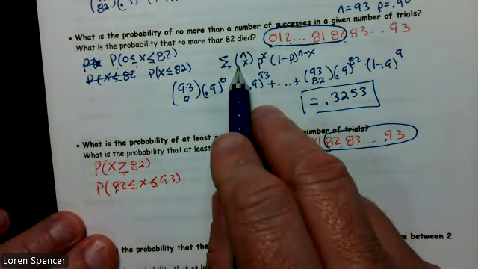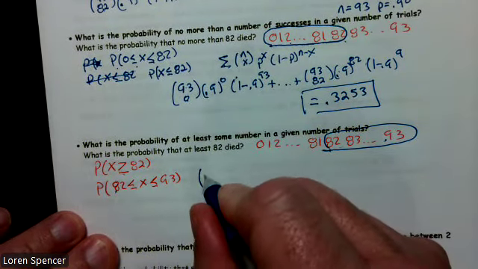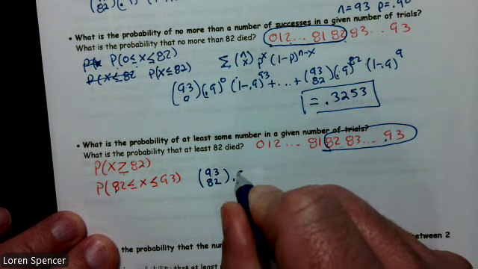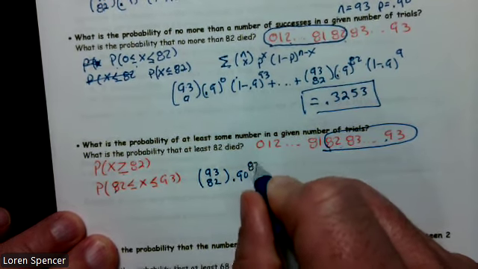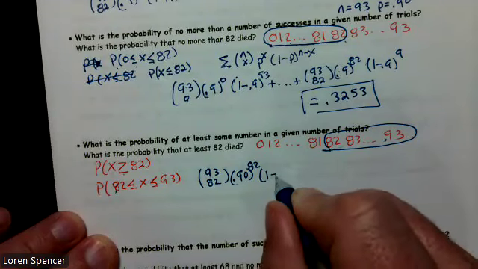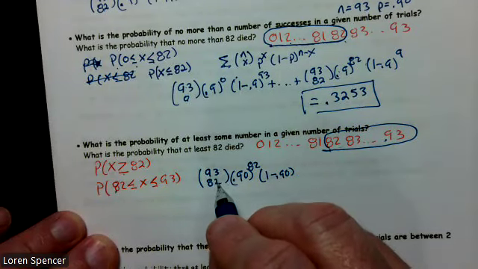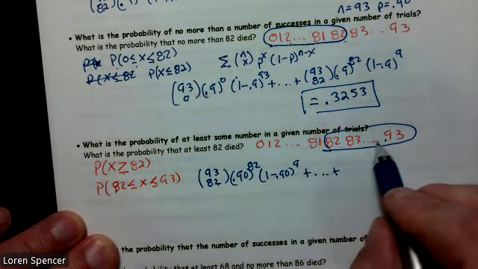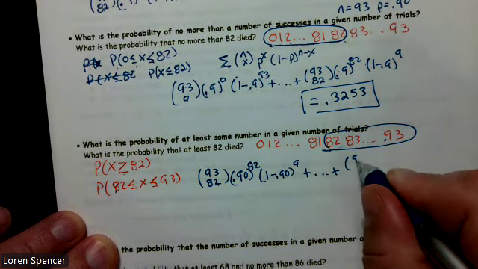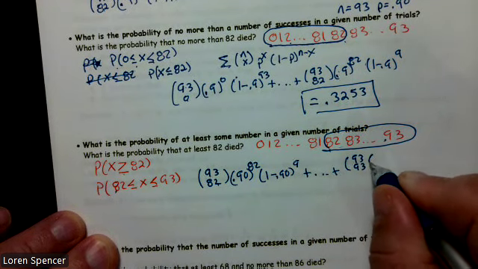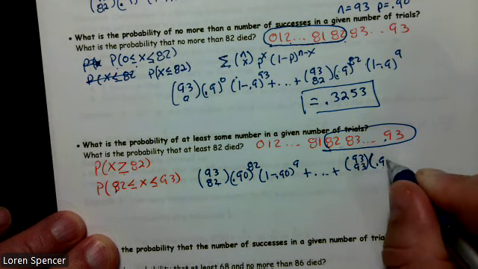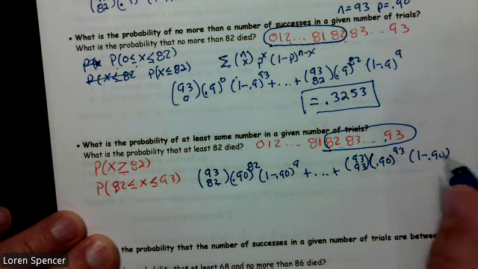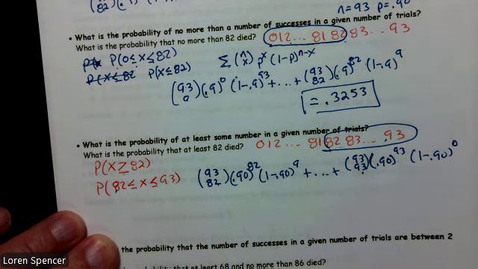I'm not going to rewrite the summation formula. So here we have 93 choose 82. That's the lowest value we circled. 0.90 was the death rate raised to the 82nd power. 1 minus 0.90. 93 minus 82 is 9. Plus dot, dot, dot, plus for all the numbers in between there and 93. The last one is 93 choose 93, and 0.90 to the 93rd, 1 minus 0.90. And 93 minus 93 is 0.